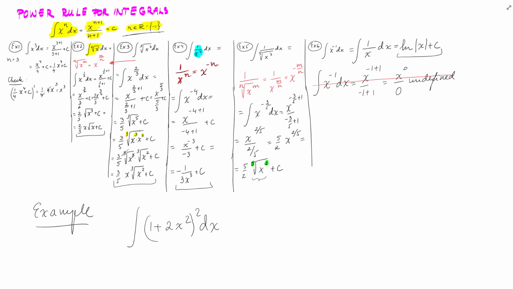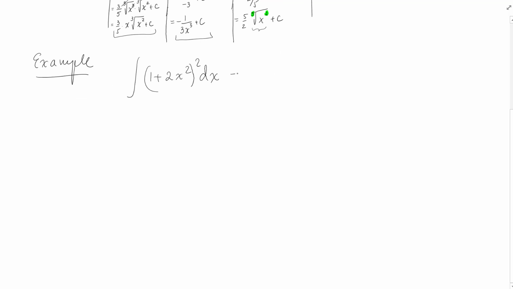The integral of (1 plus 2x squared), everything to the second, dx. So how do we solve this problem? Well, first of all, we notice that we have an (a plus b) squared. And please don't write a squared plus b squared, like some people write it wrongly. It is a squared plus 2ab plus b squared. So it's going to be 1 plus 4x squared plus 4x to the 4th dx.